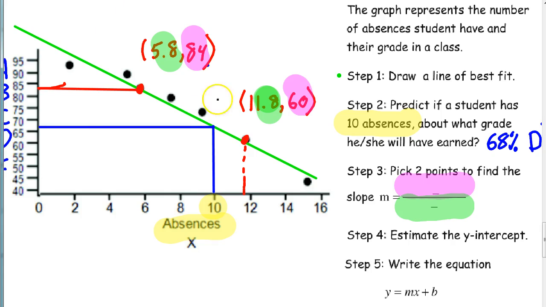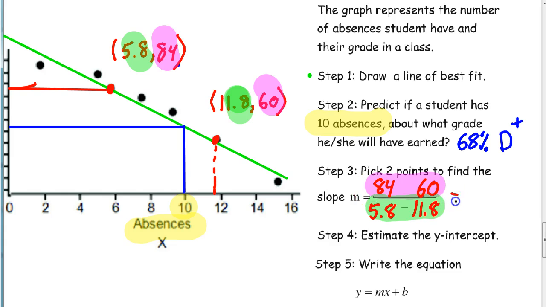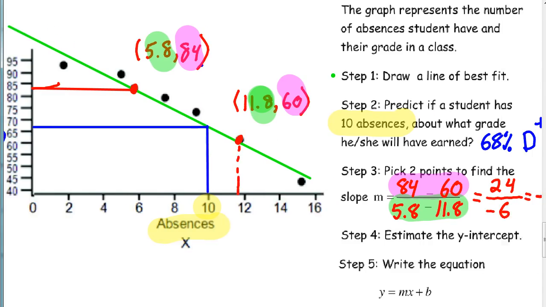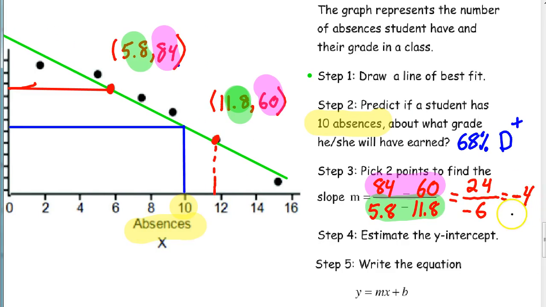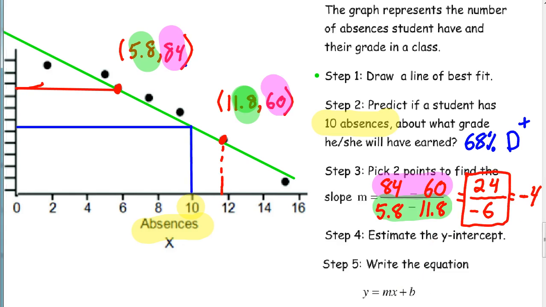So we have 84 and 60, and 5.8 and 11.8. And we get about, let's see, 24 over -6. Is that right? 7, 6. Okay. So roughly has a slope of -4. Now, 99% of the time that will not come out even. It just happened that way on this one. So don't expect it always to come out a nice number. You might need a calculator to do this division right here on most of them to get them to be accurate. Okay. Next, estimate the y-intercept.